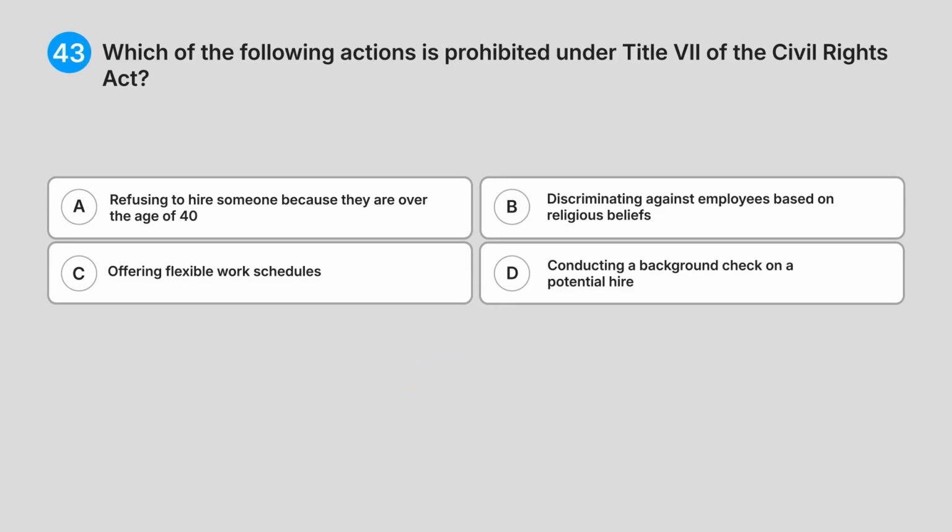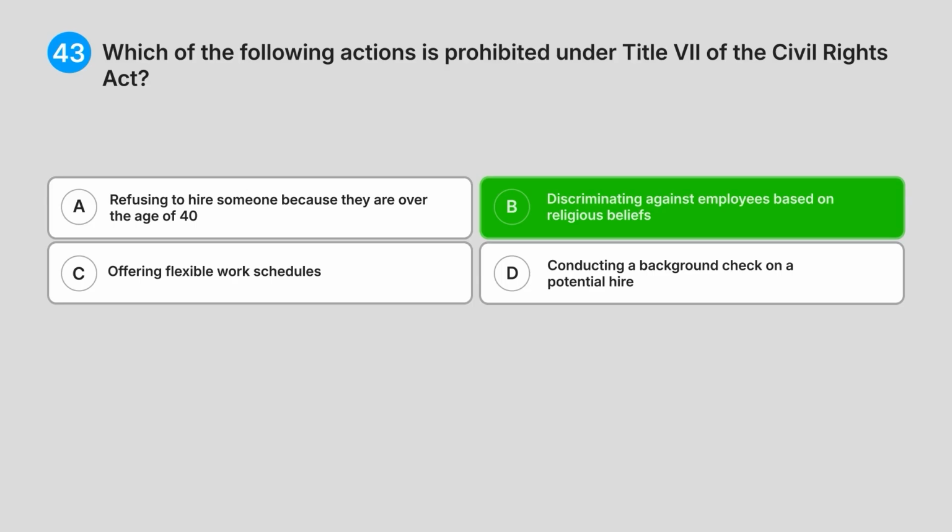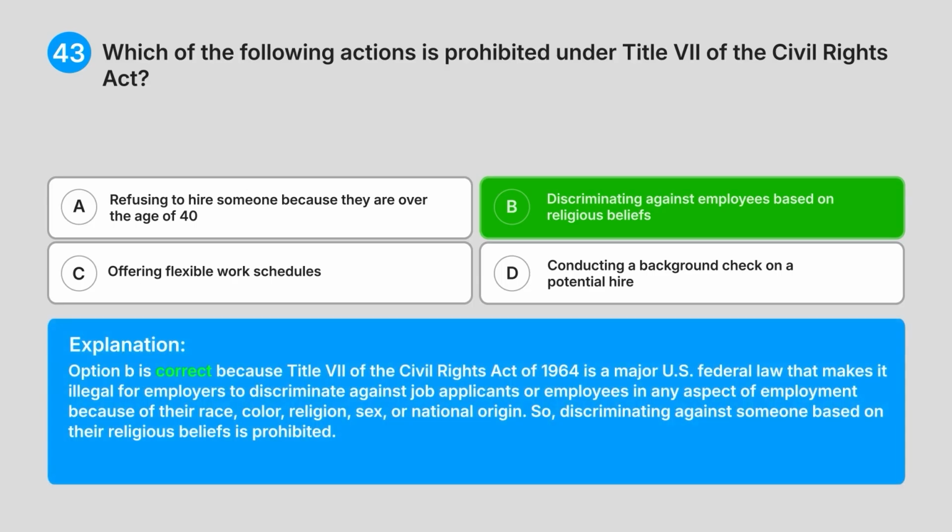Correct answer, B. Discriminating against employees based on religious beliefs. Explanation. Option B is correct because Title VII of the Civil Rights Act of 1964 is a major US federal law that makes it illegal for employers to discriminate against job applicants or employees in any aspect of employment because of their race, colour, religion, sex, or national origin. So discriminating against someone based on their religious beliefs is prohibited.